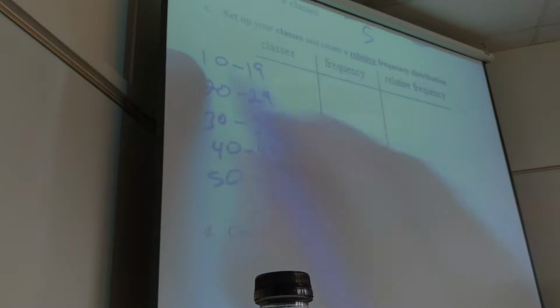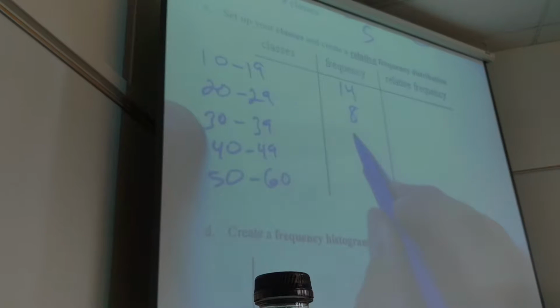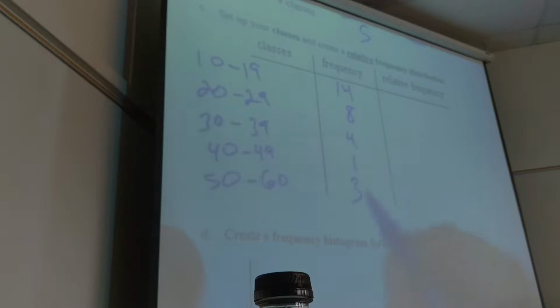So what do you guys get for the first class frequency? 14. That sounds familiar. 8. Some dissension. Most of you say 4. 4. 1. 3. And if you add these up, 4, 8, 16, thank God, 30. Please do that before you go further, or else you freak yourself out when you get stuff like 110%.